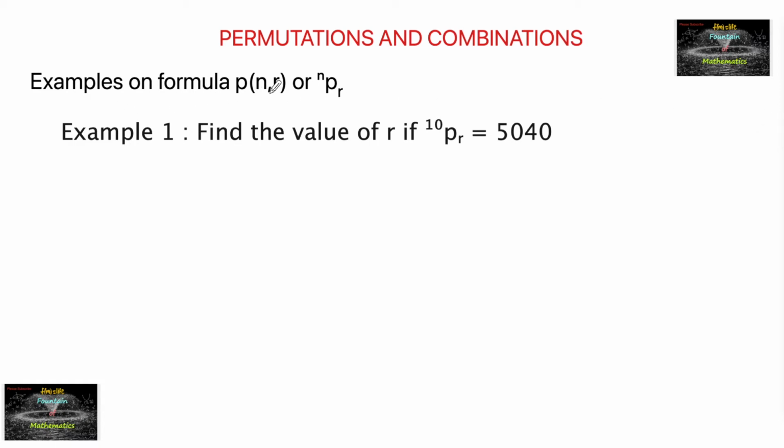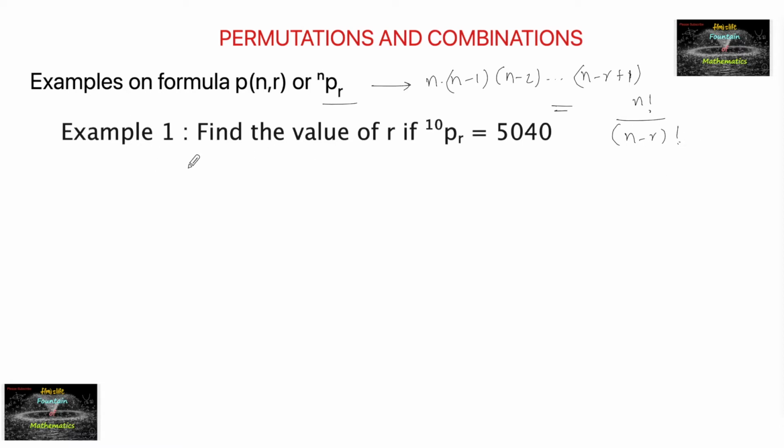Let us see examples on formula nPr. So we had formula nPr, n into n minus 1 into n minus 2 into and so on, n minus r plus 1. We can use this, or we can also write n factorial upon n minus r factorial.